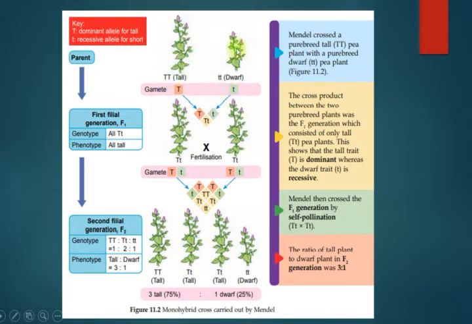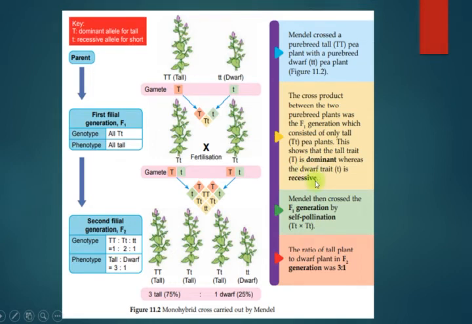Both of them are purebred, and the cross product between the two purebred plants was the F1 generation, which consisted of only tall pea plants. So this shows that the tall trait is dominant, whereas the dwarf trait is recessive.